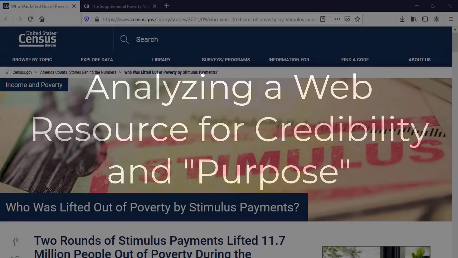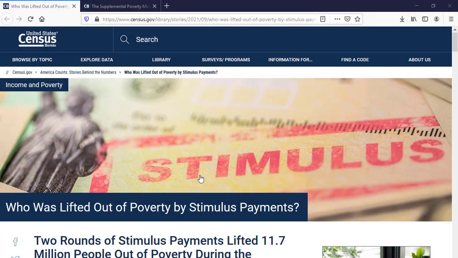Hello class, in this video we're going to take a look at analyzing a resource on the web. We're going to walk through how you can scan this to see whether it's reliable, and further what kind of information it's going to hold, what the goal of this source is, and that's going to affect how you're going to think about using it in your own paper.